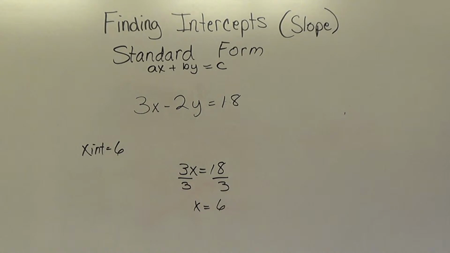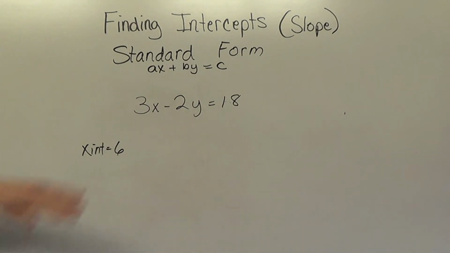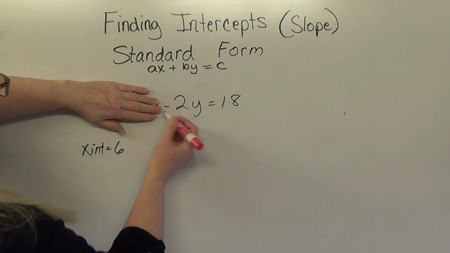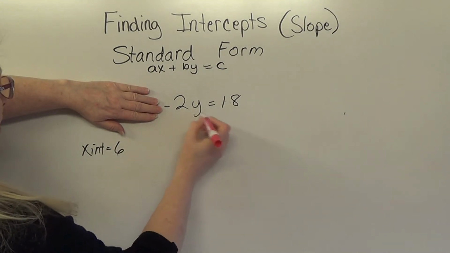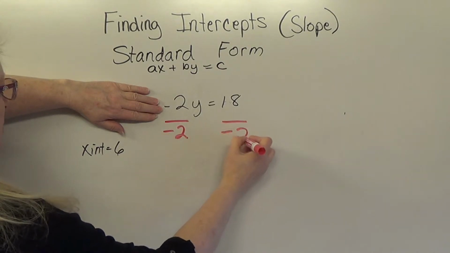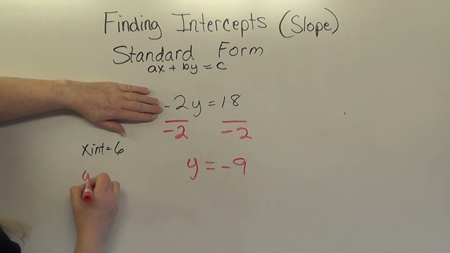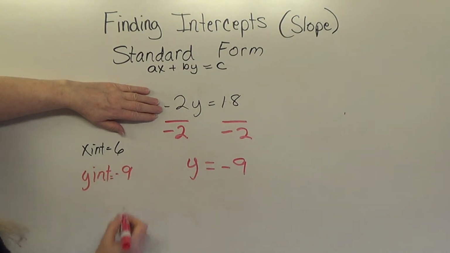Alright, now let's find the y-intercept. So to find the y-intercept, we're going to let x be 0. Don't forget that negative sign there. -2y equals 18. I'm going to divide both sides by -2, and I get y equals -9. So my y-intercept is located at -9.